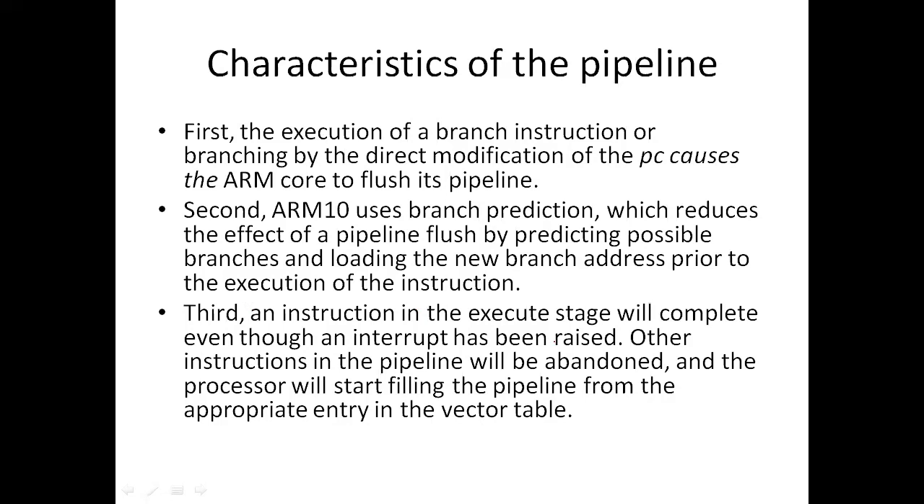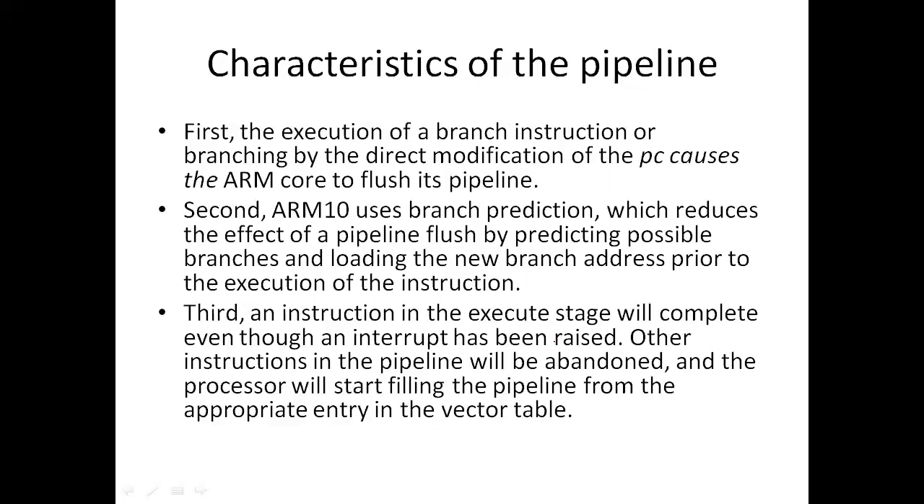So with the branch prediction mechanism in use, if any branch instruction is identified in the ARM10 processor, it will automatically fetch the next instruction related to the branch instruction. So they are reducing the number of flush-outs in ARM10 with the help of the branch prediction mechanism.